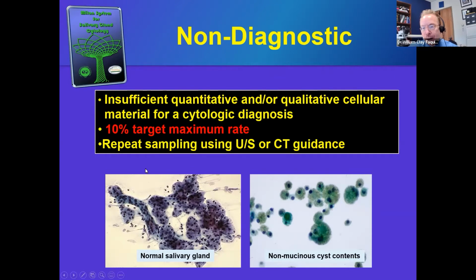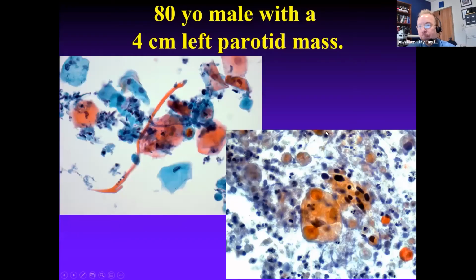So if you get an aspirate that's just normal, non-neoplastic salivary gland, or you just get non-mucinous cyst contents, those are all things that could be in the non-diagnostic category.